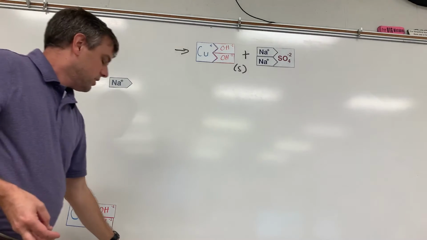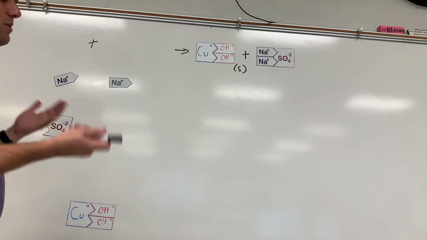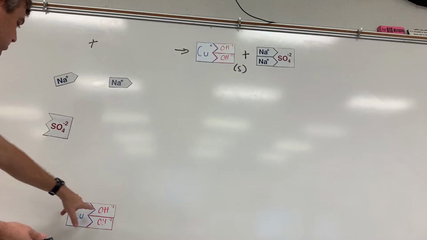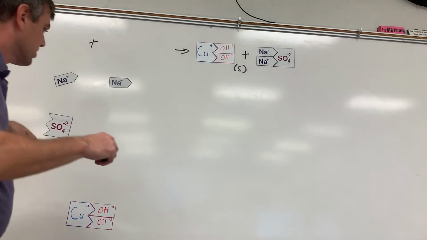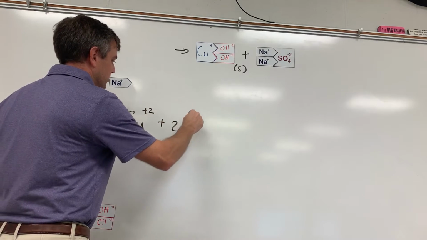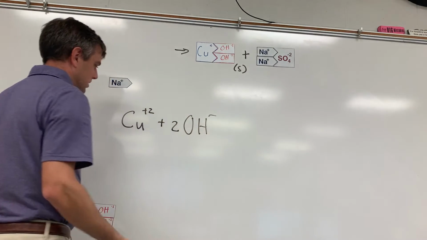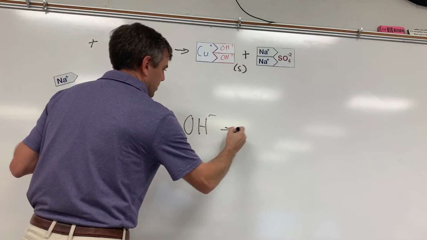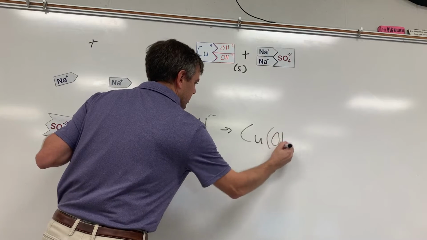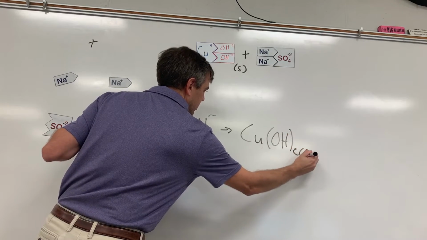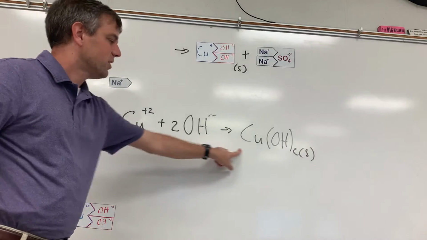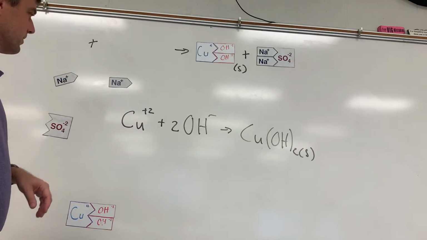And so if we want to actually better represent what's happening, we can write what's called a net ionic equation, which just shows what actually occurred, which is where the copper with a +2 charge reacted with 2 hydroxide ions with the -1 charge to form copper 2 hydroxide as a precipitate. So this is what's called a net ionic equation for this reaction.